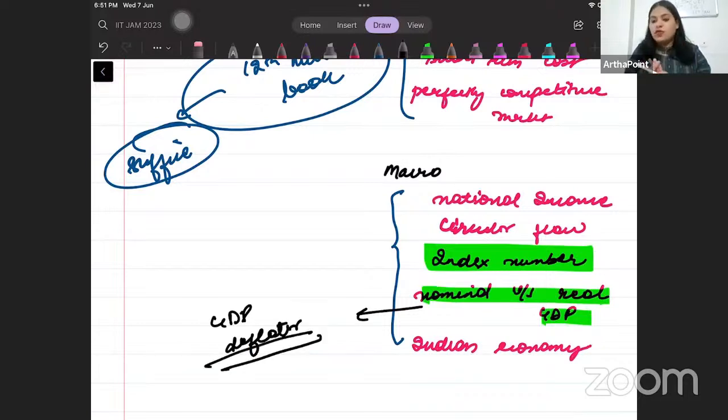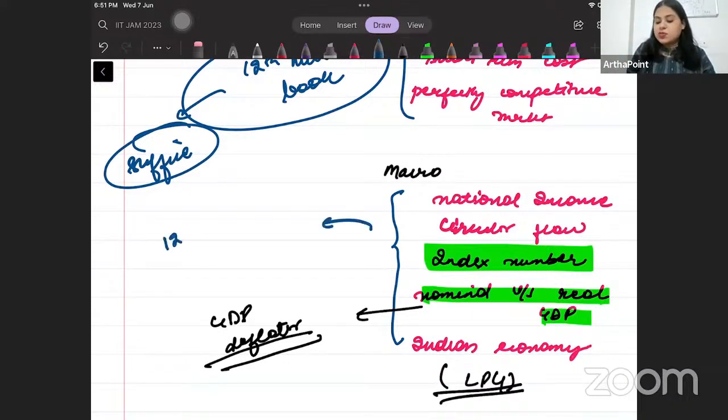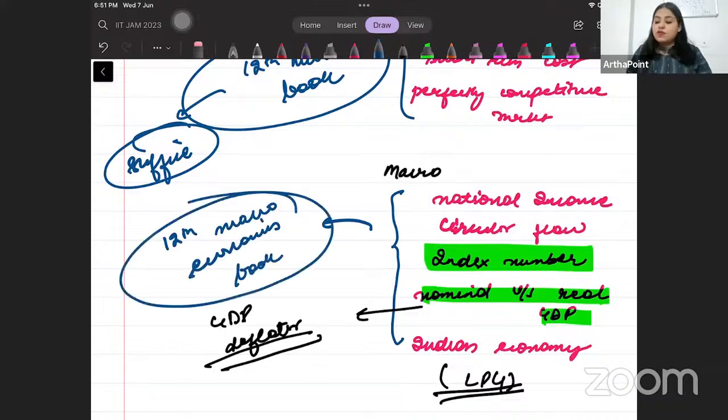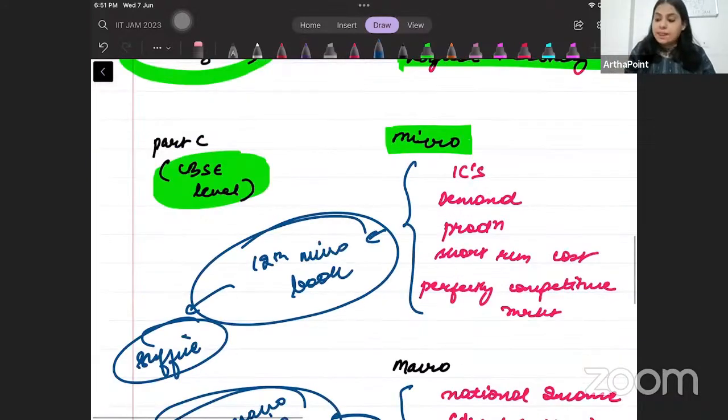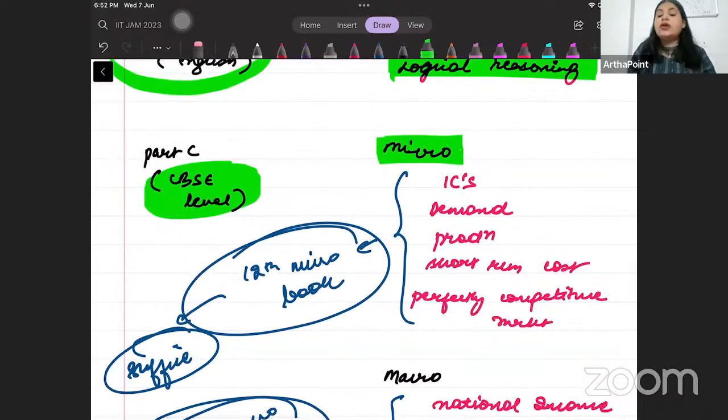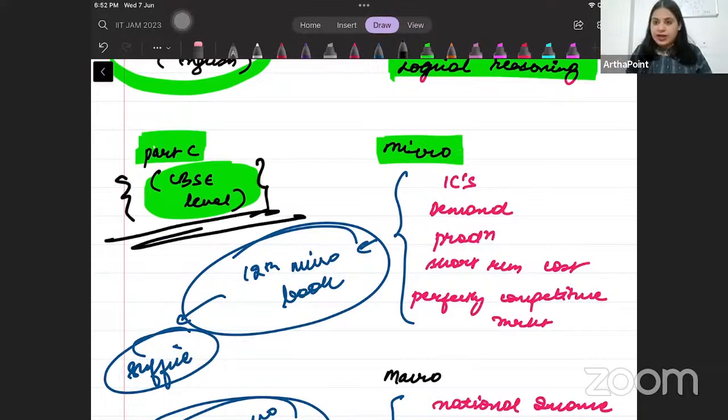National income, circular flow of income, and in the Indian economy, only LPG is important. So beta, again, you can focus from the class 12th macroeconomics book, and that should be enough. So for part C, you don't have to go beyond the macro book or micro book of class 12th. They have clearly mentioned CBSE level, and I'm not expecting them to give you questions beyond that.